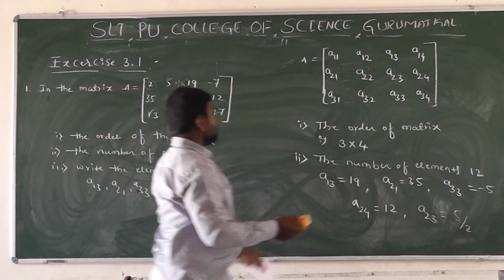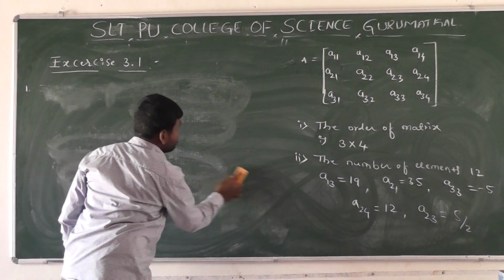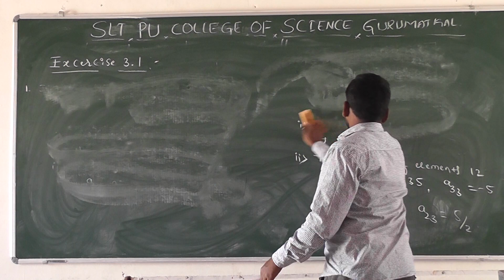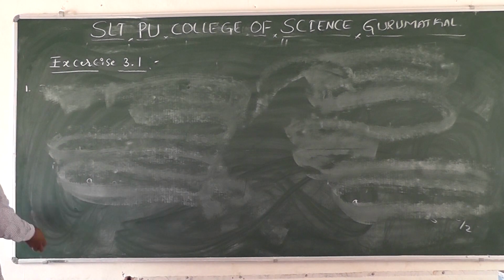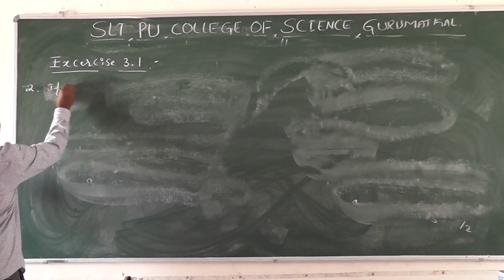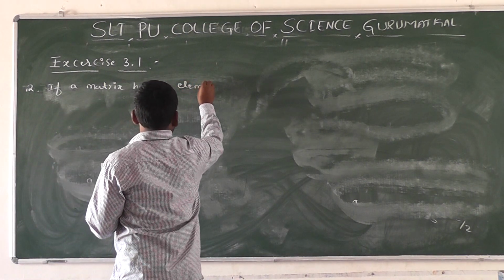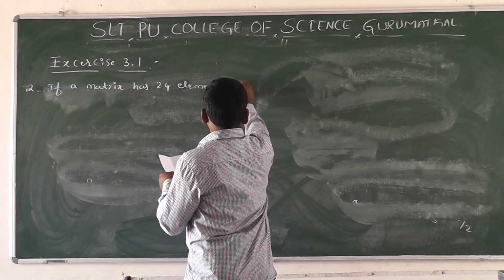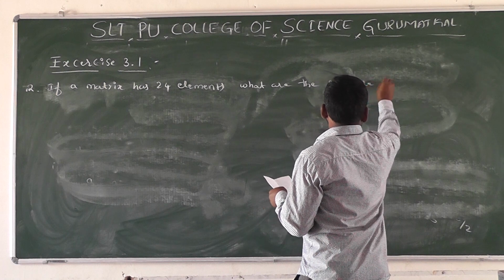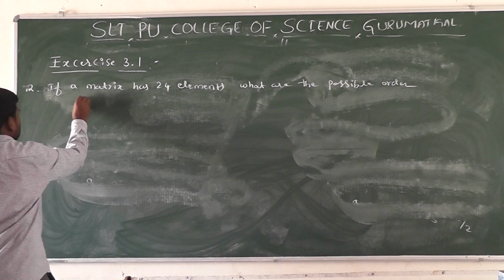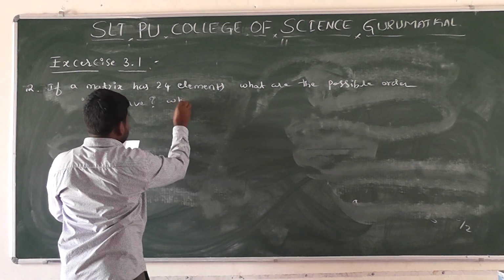Next, second question. If a matrix has 24 elements, what are the possible orders it can have? What if it has 13 elements?